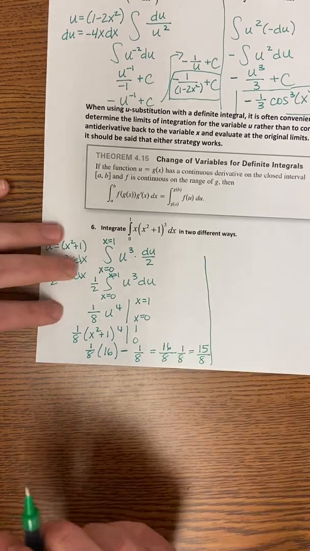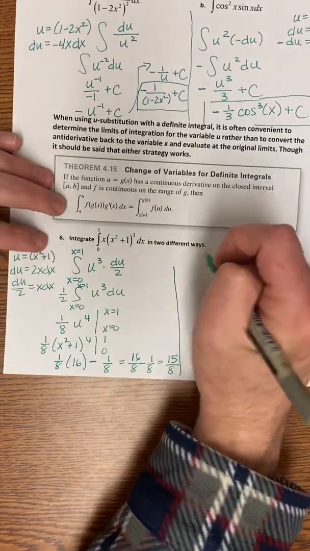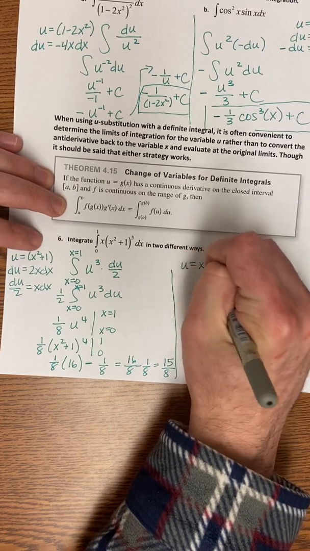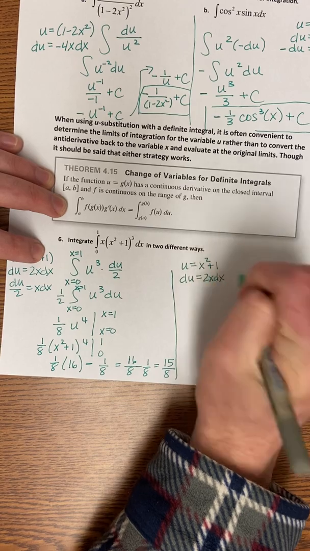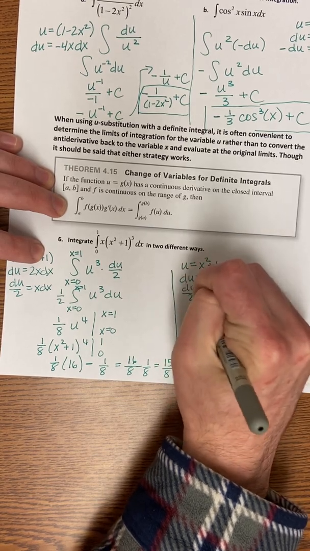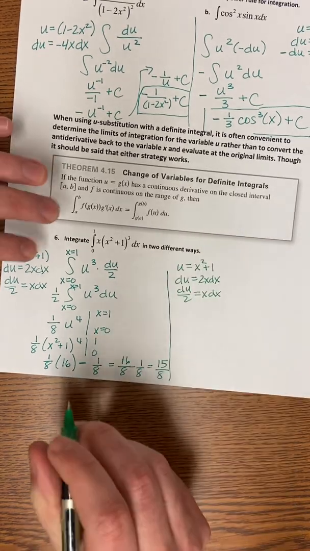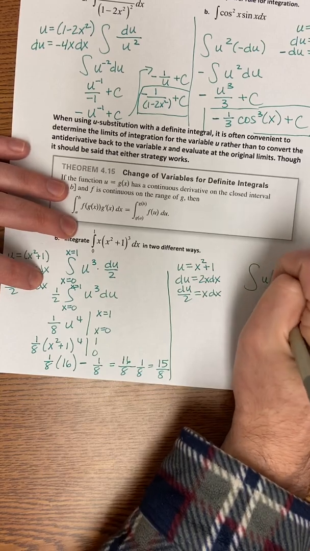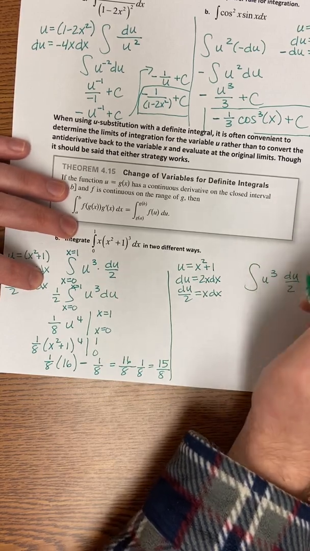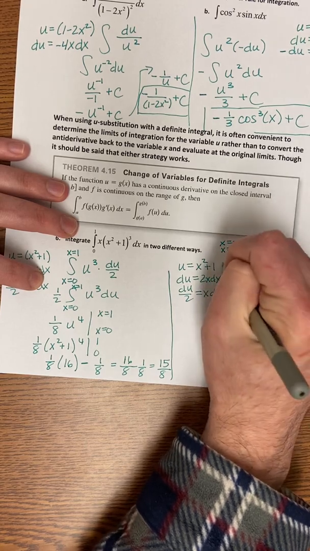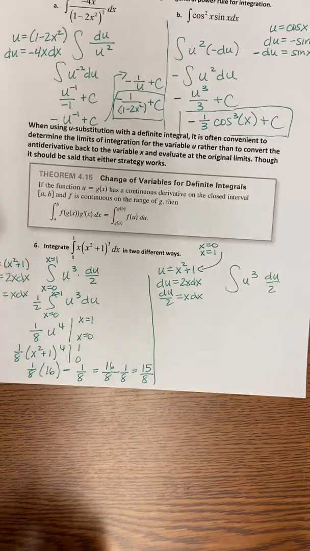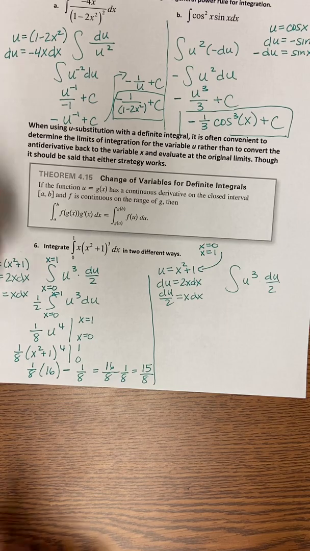Now, how would this look if we had changed the bounds? I do everything exactly the same. u equals x squared plus 1. du equals 2x dx, which means du over 2 equals x dx. But what I do is when I make this equation, I recognize that if x equals 0 and x equals 1 are my bounds, I can plug them both into this equation to get what my bounds are for u.